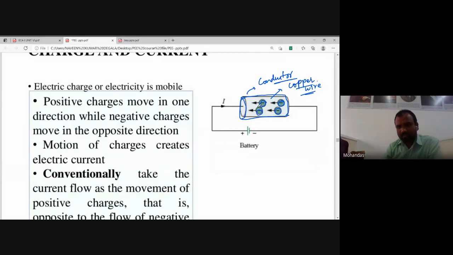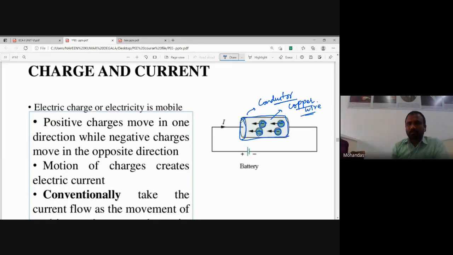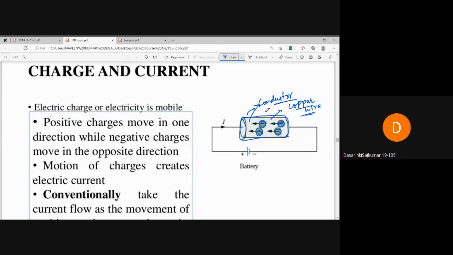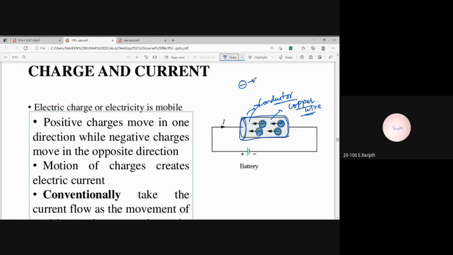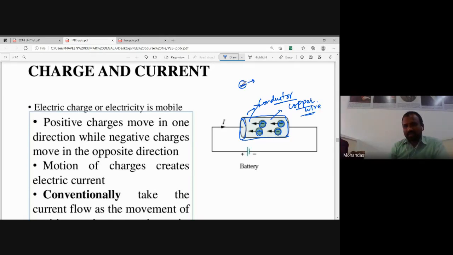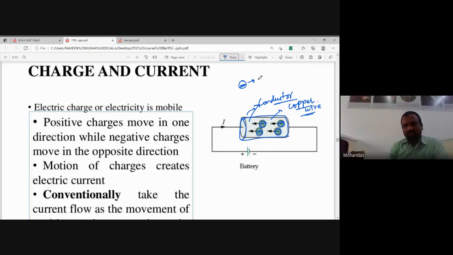What does it indicate? Please respond. Anyone? Sai Kumar? I already said that it is a conductor. Yes, sir. What is inside the circle? What does the minus sign mean? Neutrons. Not neutrons, I already said it is a negative sign. Neutrons don't have any polarity. Electric current, charge. Charge only. It is a what?